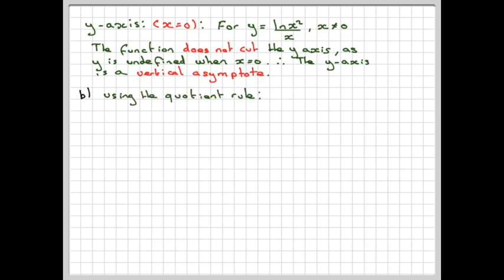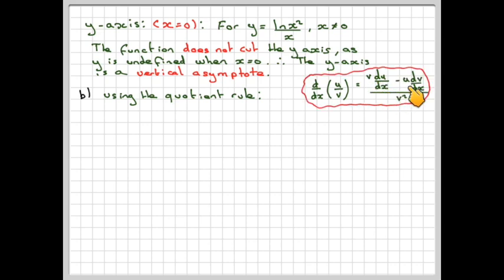Using the quotient rule, so it is good to learn rules, d/dx of u over v is v du by dx minus u dv by dx over v squared. Therefore, dy by dx will be equal to x times 2x over x squared. So if you differentiate ln of x squared, you differentiate this bit here, the x squared, and get 2x, and then you put it over itself. Obviously, this is going to cancel out in a minute.